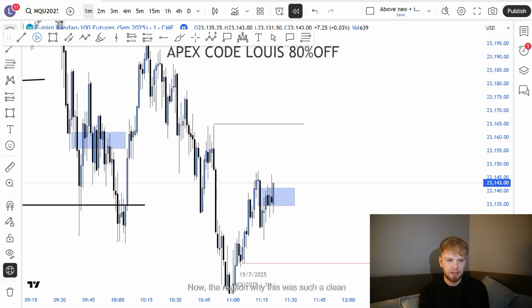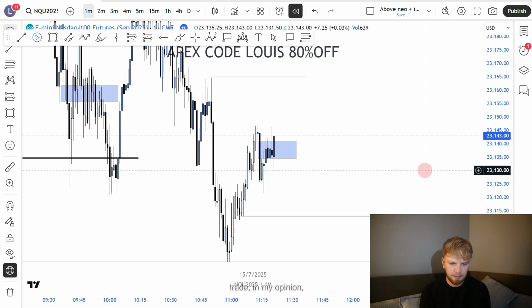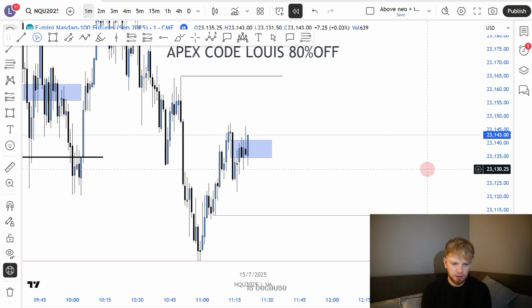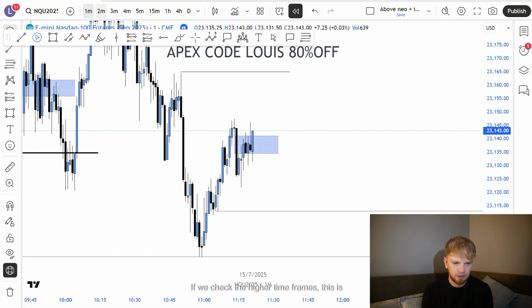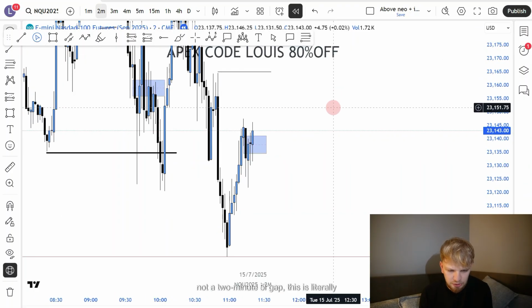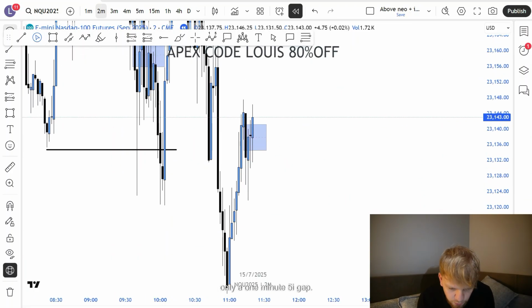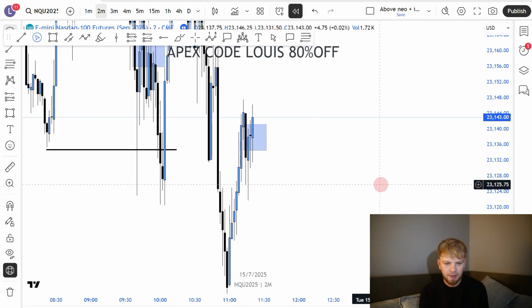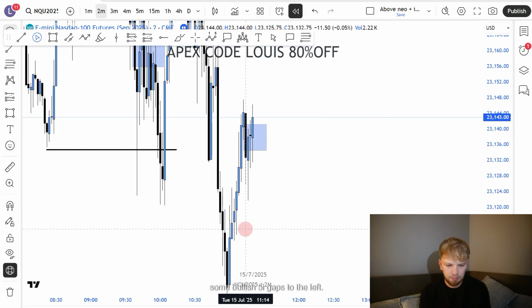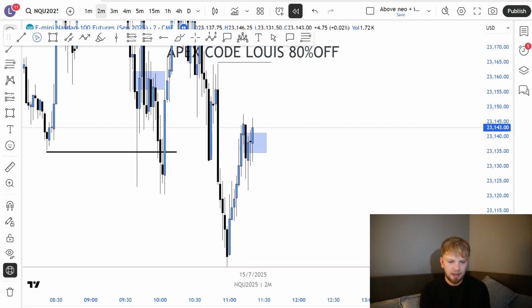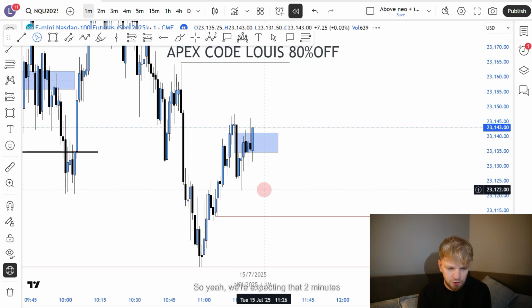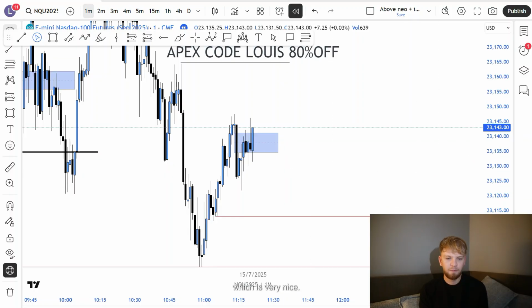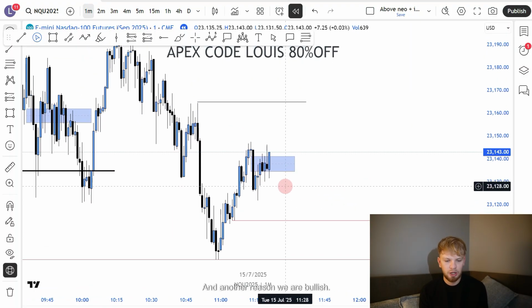Now, the reason why this was such a clean trade, in my opinion, is because we have a 1 minute fair value gap. If we check the higher time frames, this is not a 2 minute fair value gap. This is literally only a 1 minute fair value gap. As well as that, we are also respecting some bullish fair value gaps to the left. So we're respecting this bullish fair value gap here. We're expecting that 2 minute bullish fair value gap, which is very nice. And another reason, we are bullish.